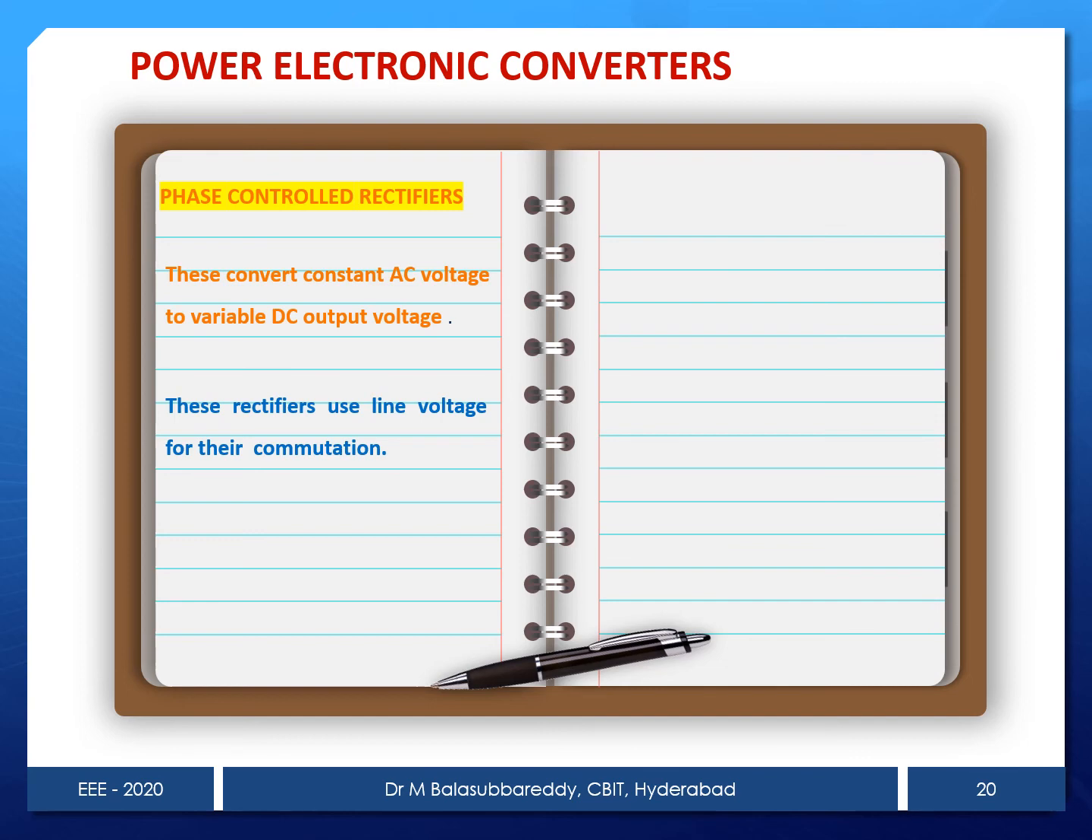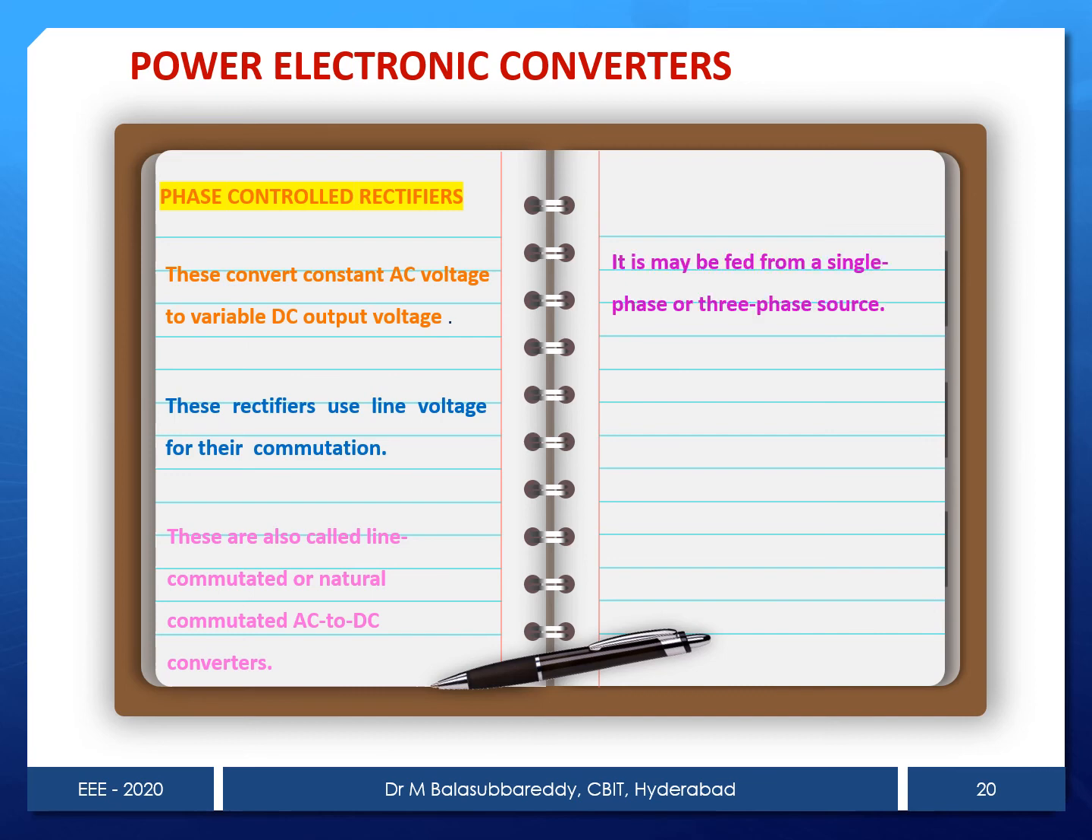Another name for a phase control rectifier is a line commutated converter. That's the reason I mentioned it here. Because it uses the line voltage for commutation, we call it a line commutated converter, also called natural commutation. Both are the same, because the device is naturally turned off. It may be fed from a single phase or a three phase supply.